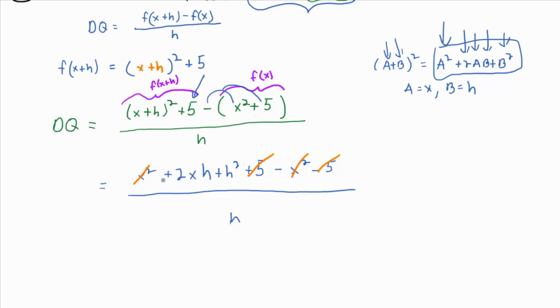Okay, so what's left? 2xh plus h squared over just h, right? Now, both terms in that numerator have an h, so what can you do? Factor out the h. What's left in the numerator? In the parentheses? 2x plus h. All divided by h. Now, because you made the operation multiplication between the h and the quantity in parentheses, it's okay to divide. And so the difference quotient is 2x plus h.